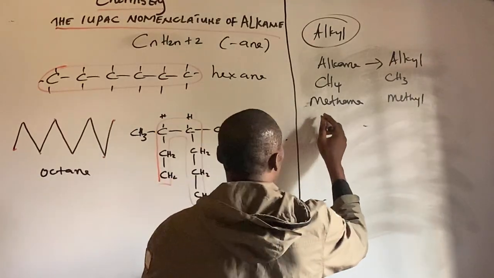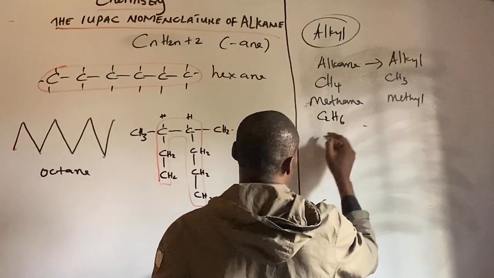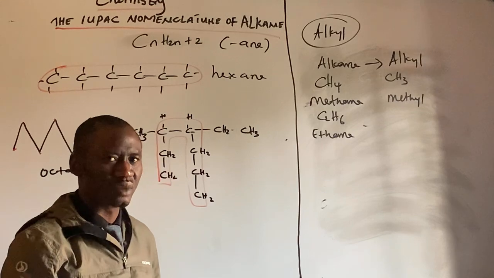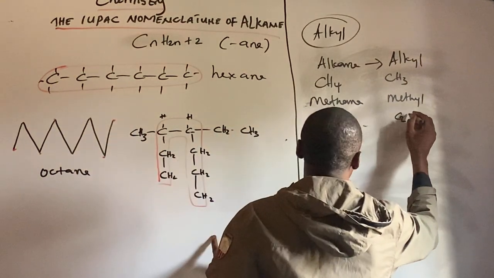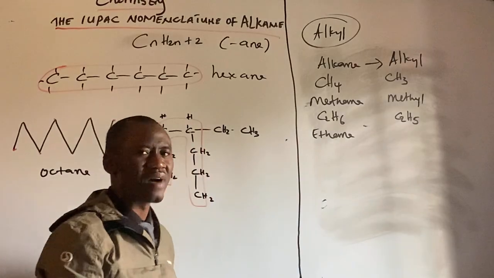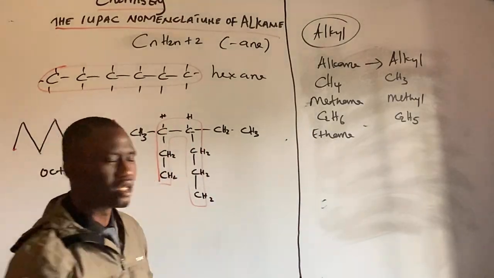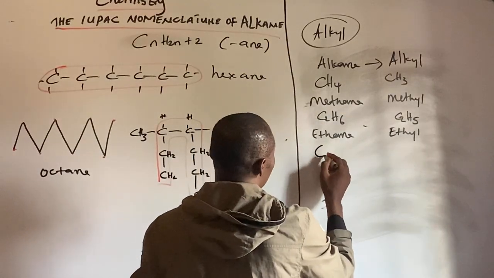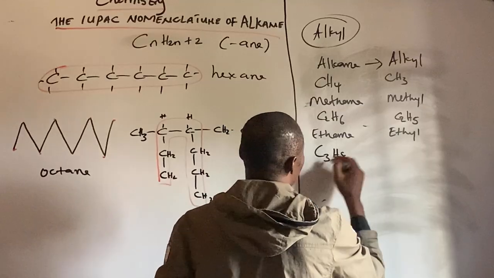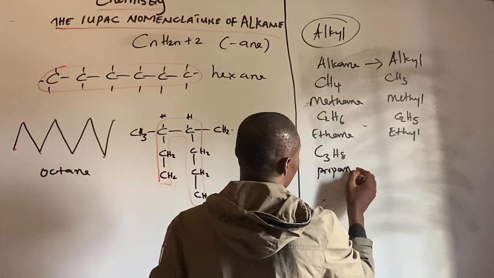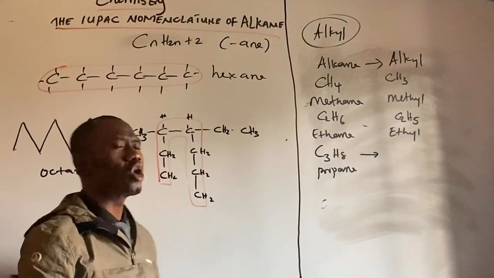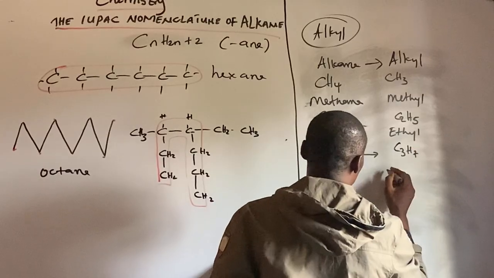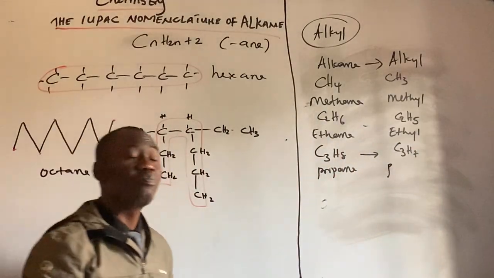Understood? Now, if we have C2H6, which is ethane, and then it loses a hydrogen atom, it will become C2H5. 6 minus 1 is 5. This will change from ethane to ethyl. All right, so if we have C3H8, and this is propane, and then it loses a hydrogen atom, it becomes C3H7. So C3H7, this will change from propane to propyl.